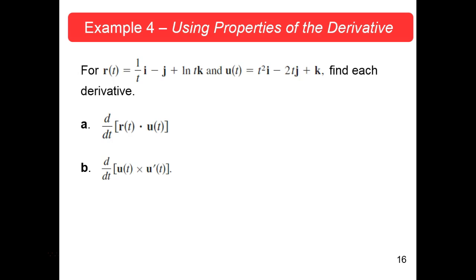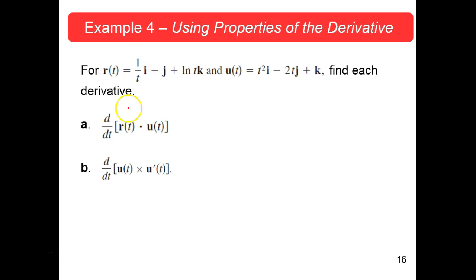So, what's the derivative of the dot product of those two vectors? Now, we could do this either one of two ways. We can either just take the dot product of them and take the derivative, or we can use the formulas we just had. You have a preference? Let's do the dot product and see what we get.